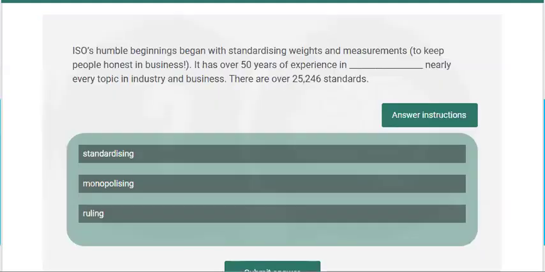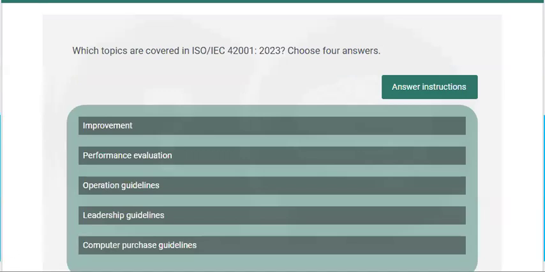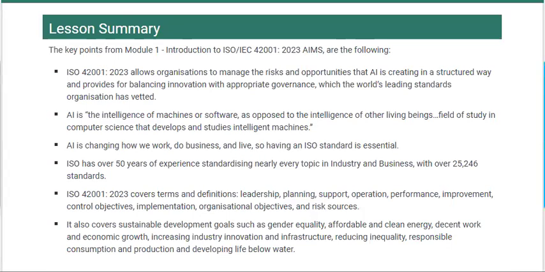Lesson summary. The key points from Module 1, Introduction to ISO/IEC 42001:2023 AMS, are the following. ISO 42001:2023 allows organizations to manage the risks and opportunities that AI is creating in a structured way, and provides for balancing innovation with appropriate governance, which the world's leading standards organization has vetted.